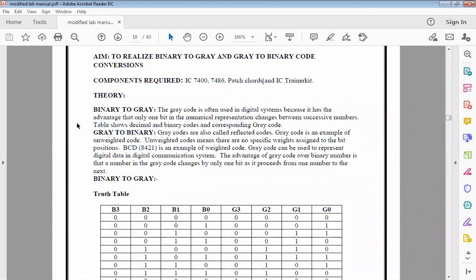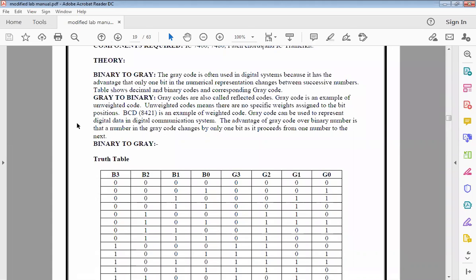Fine. So this gray code is often used in digital systems because it has the advantage that only one bit in the numerical representation changes between successive numbers.